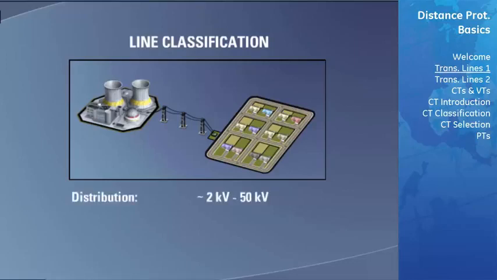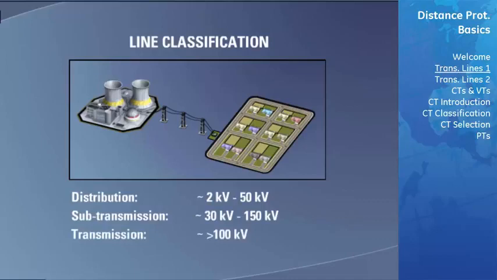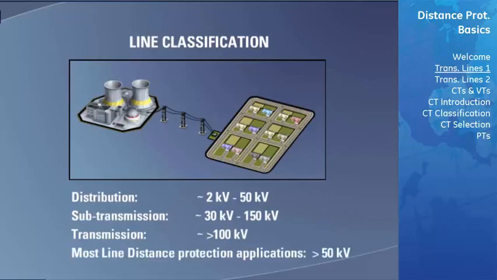These are distribution levels, which are in the range of 2 kilovolts to 50 kilovolts. Sub-transmission levels, which are in the range of 30 kilovolts to 150 kilovolts. And transmission levels, which are greater than 100 kilovolts. Most applications that use distance protection are 50 kilovolts or greater.